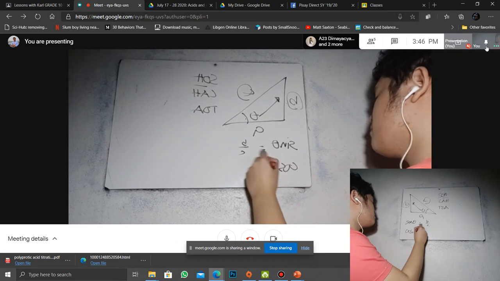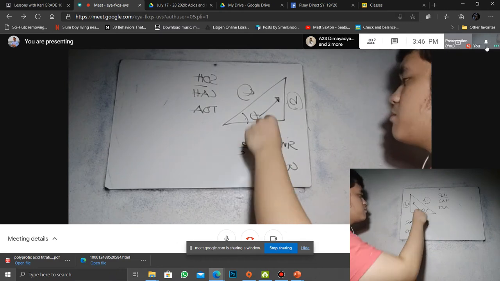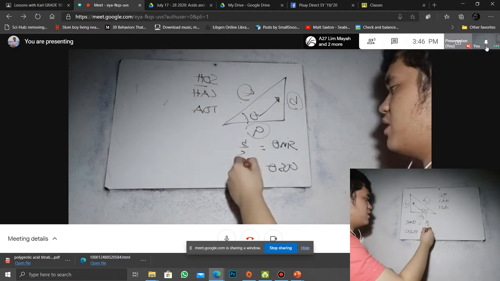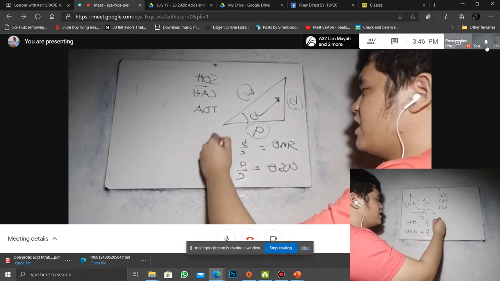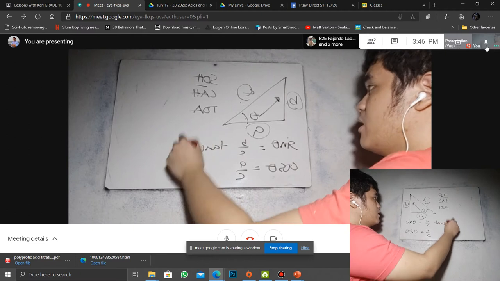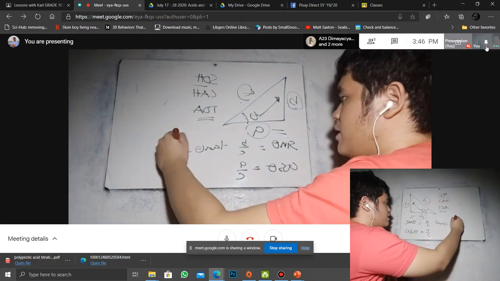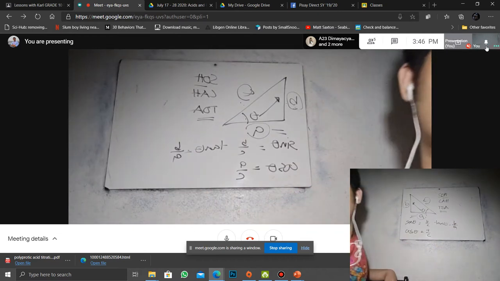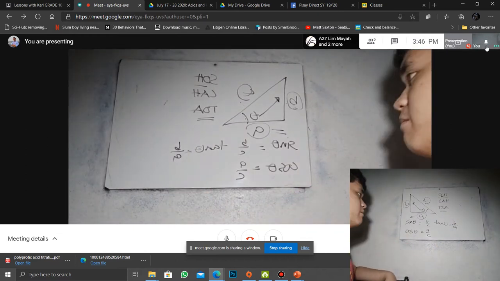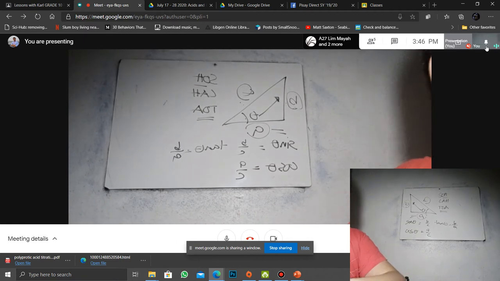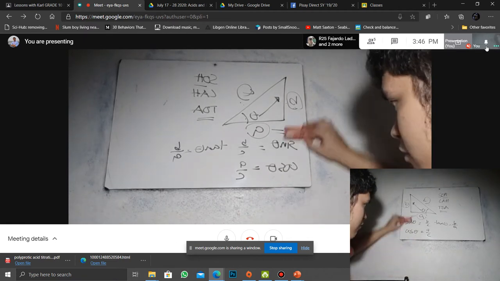Cosine theta equals to adjacent over hypotenuse. Tangent theta, opposite over adjacent. B over A. Yan lang siya. Okay, next. Paano naman kung meron tayong inverse? Paano naman kung may inverse?